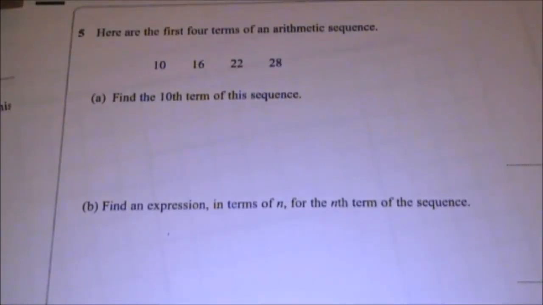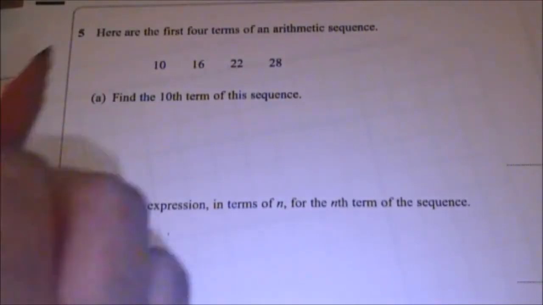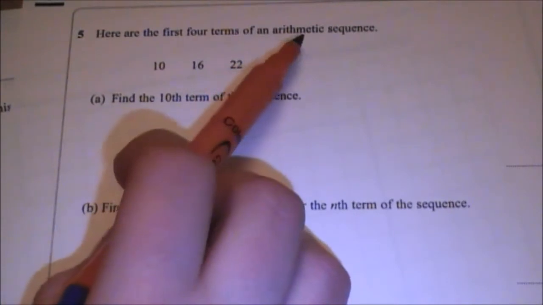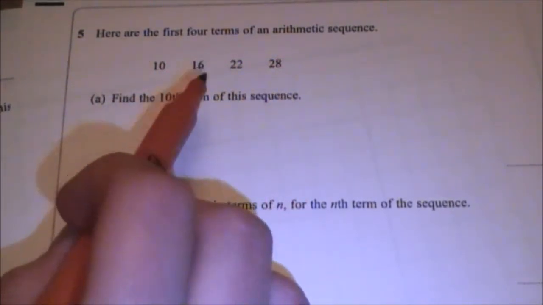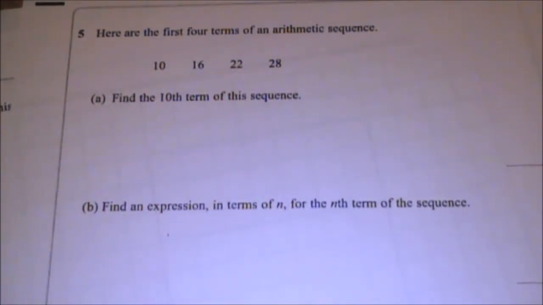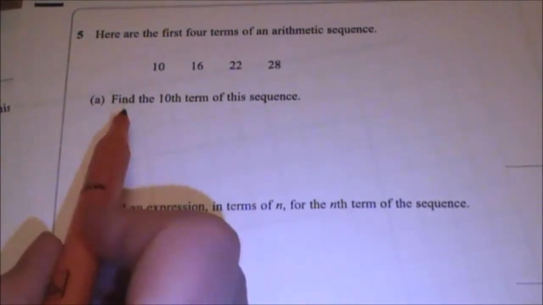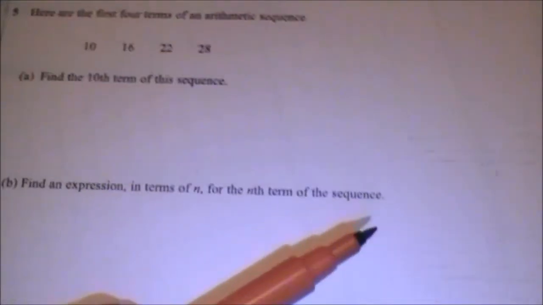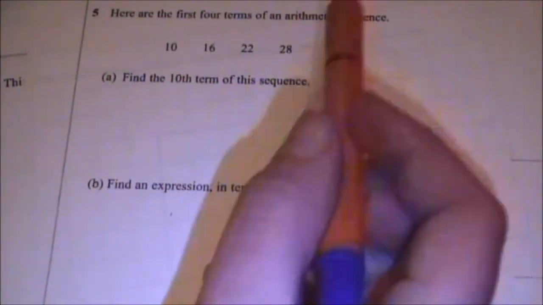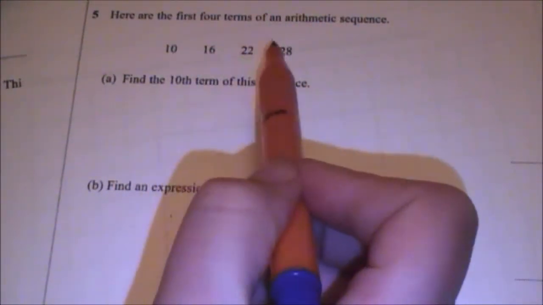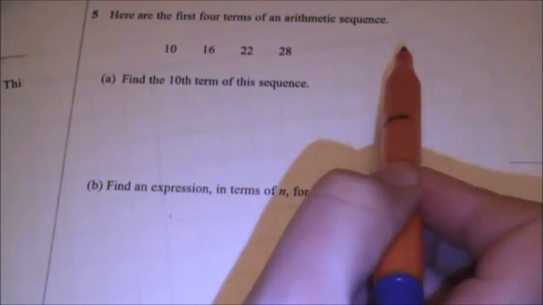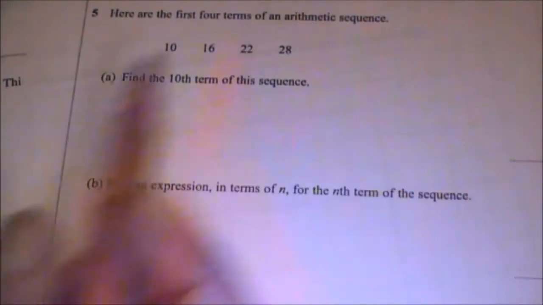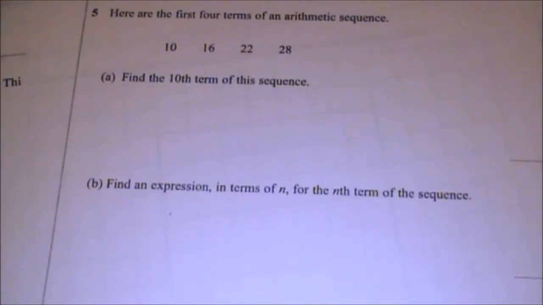Question 5 is sequences and an nth term question. Here are the first 4 terms of an arithmetic sequence. That means it goes up by the same amount each time. It's like an add-in sequence. Find the 10th term of this sequence. Now, it's a 1-mark question. You've got 2 options. You can either realise there's 1, 2, 3, 4, and then keep adding 6 until you get to the 10th. Fine, that's one way.